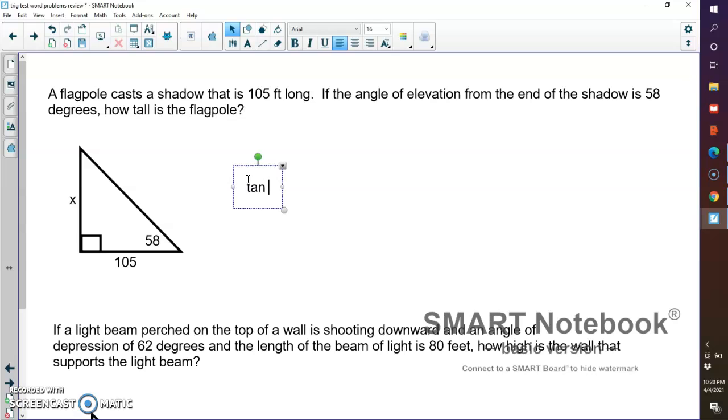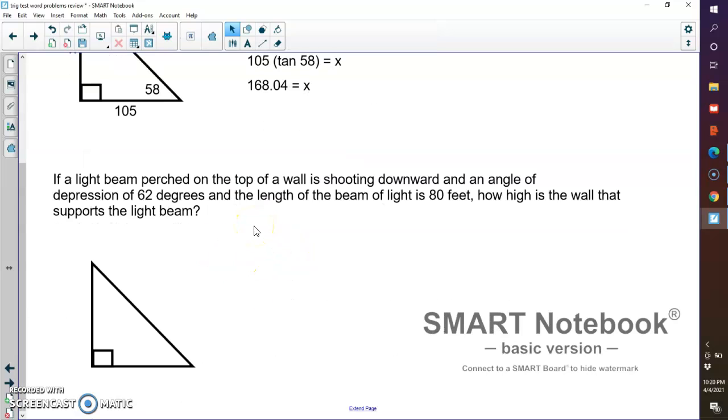So the tangent of 58 equals x divided by 105. This one's a little easier in the fact that we do one step. We multiply both sides by 105. 105 times the tangent of 58 equals x. And 105 times the tangent of 58 is 168.04. Here's our answer.